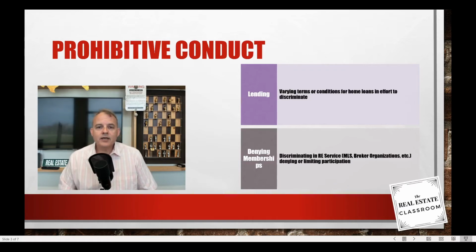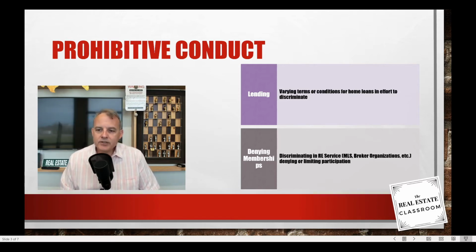More prohibitive conduct under the 1968 Fair Housing Act was varying terms or conditions for home loans in an effort to discriminate. This is where a lender would say, white people, I'll give you this rate, and Latinos, I'll give you this rate, or Native Americans, I'll give you this rate. It's a varying term. And denying membership.